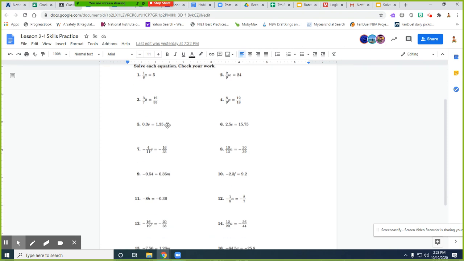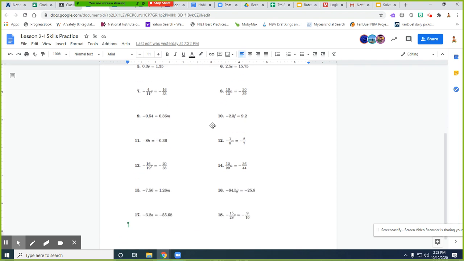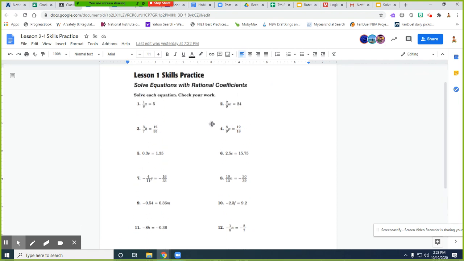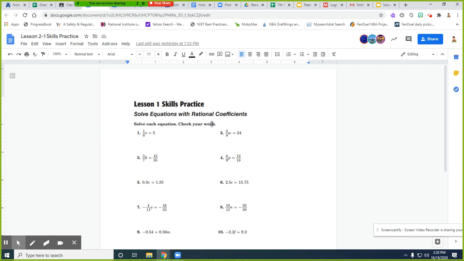If there's decimals, then you would divide by 0.3. And again, use a calculator. Nobody's telling you not to use a calculator. So go ahead and get a calculator out and get that done with, just use it, but show the work. It's important to show the work.